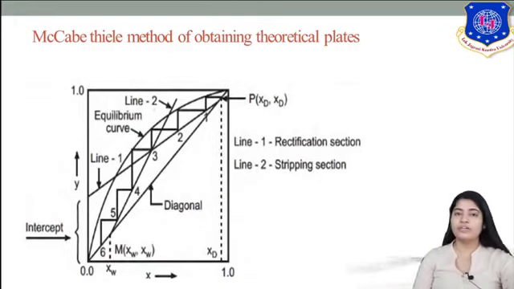Now note down, it gives you the number of theoretical plates, meaning ideal plates. The actual number of plates may vary, because in theoretical plates we are not taking into account any other problems, whereas in actual conditions certain problems are always there.